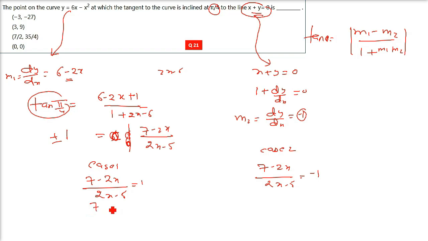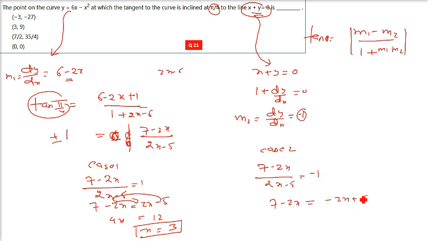Let me do it. 7 minus 2x equals to 2x minus 5. That is 2x and 2x, it goes here. It will be 4x. So this is going to give you 4x equals to 12. X is equal to 12 by 4, that is 3. So x is equal to 3 here. In the other case, 7 minus 2x equals, when you multiply this with -1, it will be -2x plus 5. So this 2x gets cancelled. You get 7 equals to 5, which is impossible. So as x equals to 3 you will only use this one.